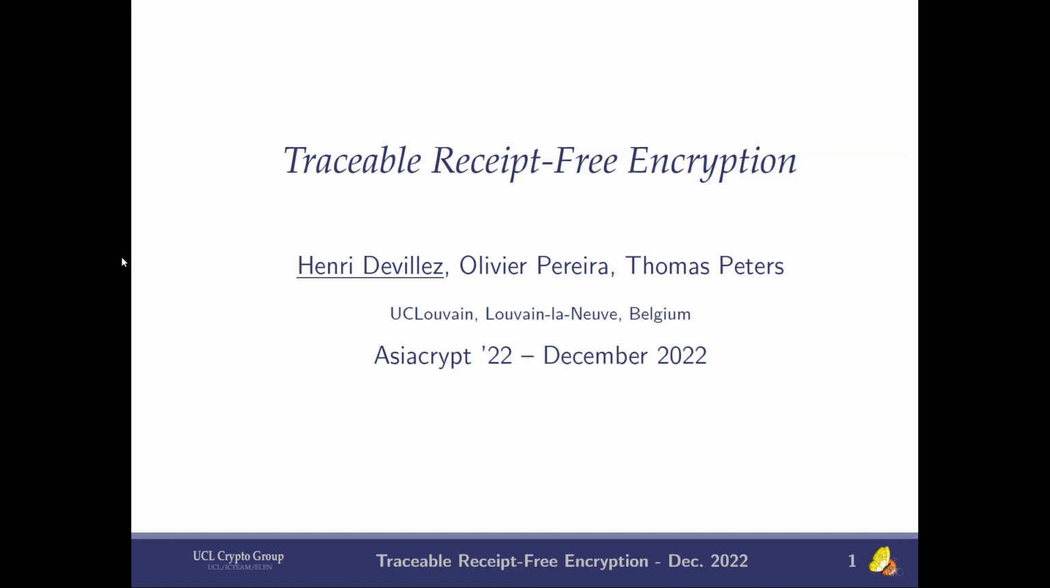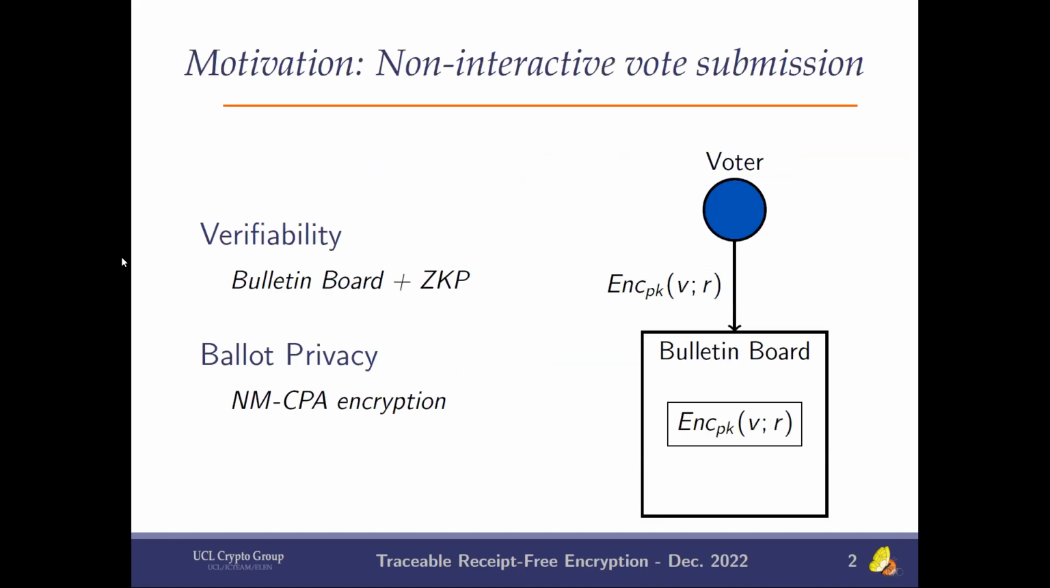So yeah, I'm Henri de Villiers from UC Louvain, and I'm going to talk about traceable receive-free encryption. It's joint work with my supervisors, Olivier Pereira and Thomas Peters. The main motivation and application is electronic voting, especially protocols with non-interactive ballot submission. That is, for ballot casting, voters only send one message to the voting server. So it's simple and easy. They just send one message and the casting is done.